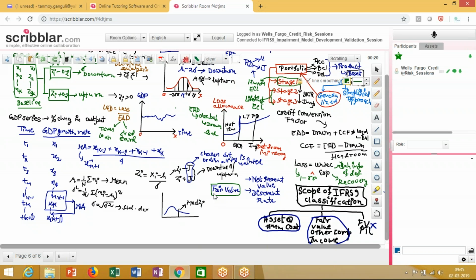So fair value is associated with an orderly transaction. If you're computing the fair value for an asset, it can only be computed for orderly transactions. It doesn't apply to below the table or under the table activities. So first of all, this transaction must be an orderly transaction.